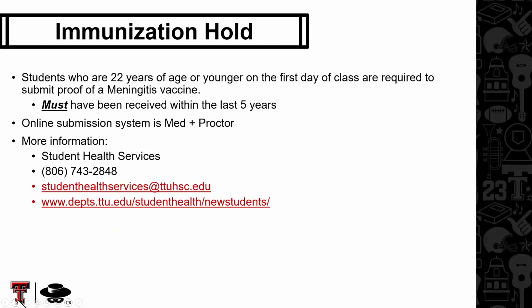Another common hold that students have is their immunization hold. This is a state requirement for students who are 22 years of age or younger on the first day of classes are required to submit proof of your meningitis vaccination. You must have received this vaccination within the last 5 years. You'll submit these records online through the MedProctor app. You can access that on the admitted student task list or find out more from Student Health Services at 806-743-2848. You can also email them.